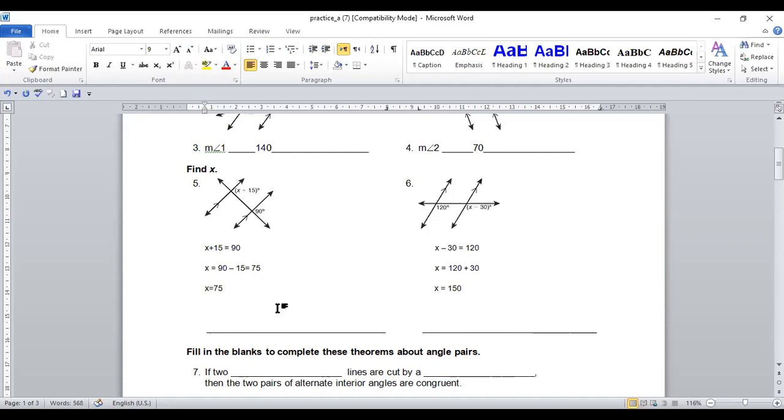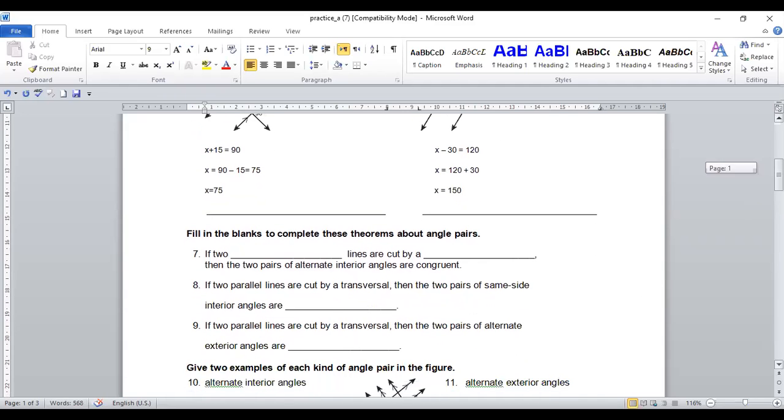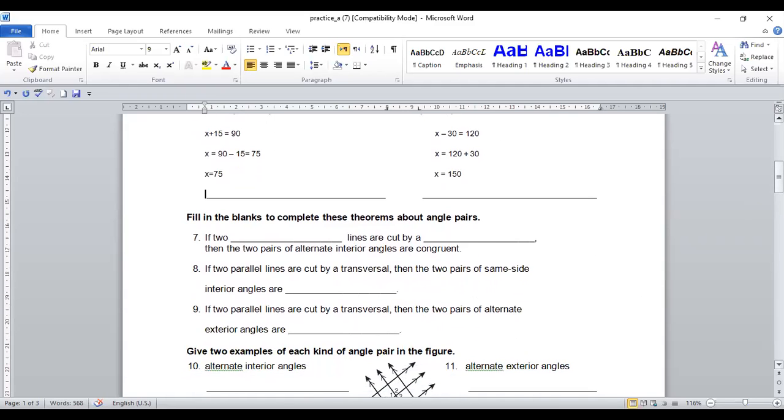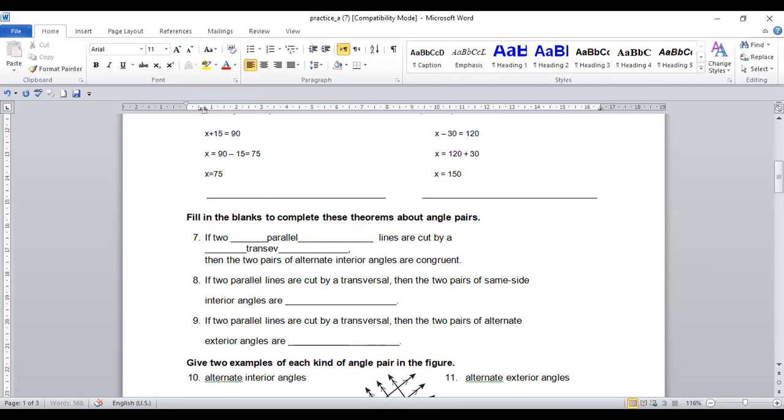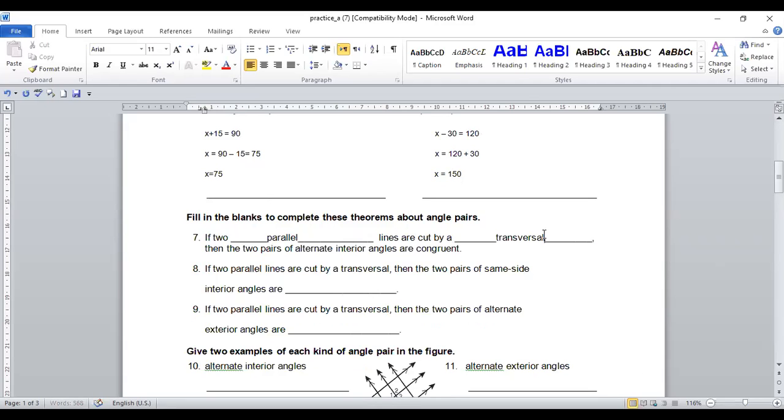Okay, so let's move on to question number 7. Fill in the blanks to complete these theorems about angle pairs. So they're asking to complete the theorems. If two dashed lines are cut, which lines are we talking about here? Always we are talking about parallel lines. So the first blank is parallel lines are cut by a, what is the line which is cutting called? Transversal, right? Transversal. Then two pairs of alternate interior angles are congruent. So the two alternate interior angles are congruent.